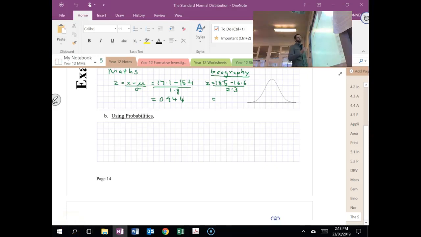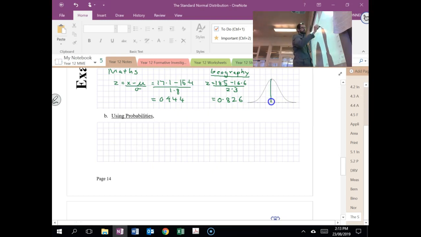So the geography score is going to give us 0.826. Now what that means on this, if I have my Z distribution there, then this is one standard deviation away. So we're at 1. Now 0.9, which was the math score, would be about there. And the geography score would be a little bit lower, but not a whole lot.